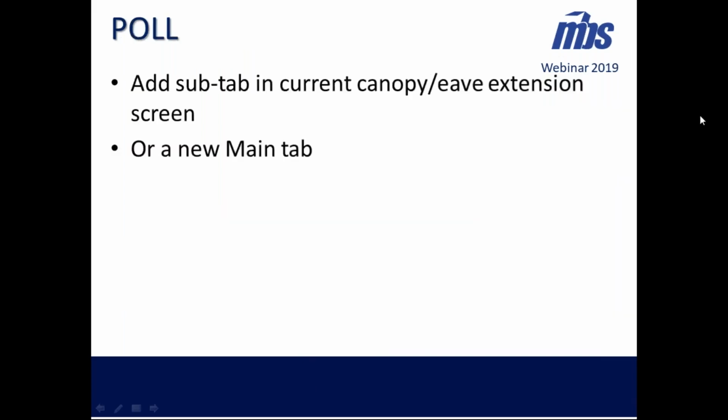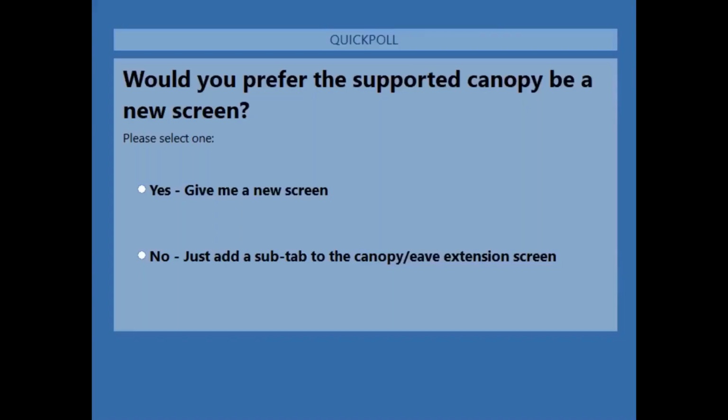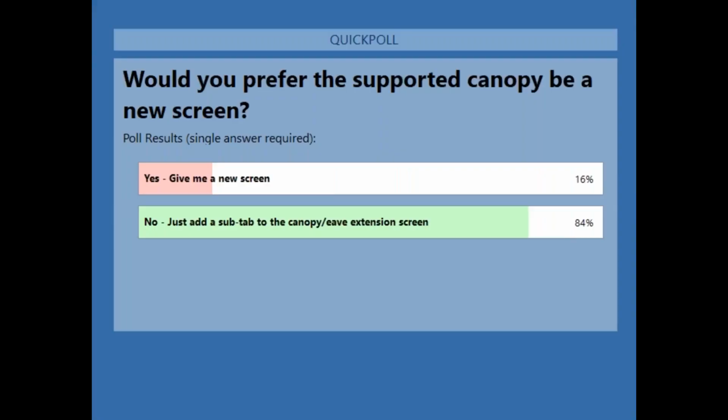So at this time, we'd like to just get a little feedback on this. When we do this new screen, we always wonder how to do it. Would you like it to be a new screen of its own, or are you okay with us just adding a sub-tab to the current canopy and eave extension section? So your winner is, we're going to just add it to the canopy and eave extension.